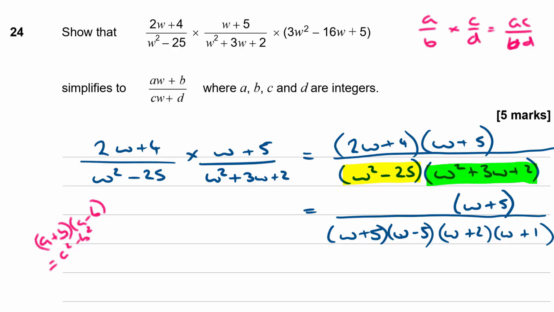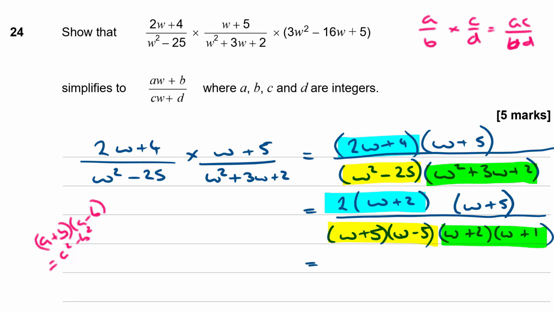So this part here, look. That bit was that bit there. That bit was that bit there. That bit stayed the same, and the 2w plus 4 we can factorize 2 out of, and it becomes 2 times w plus 2. Okay, so that's the blue bit. We've gone through and done little bits to each of those expressions.